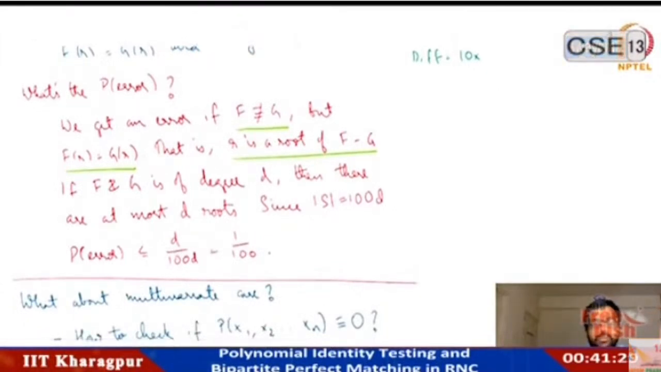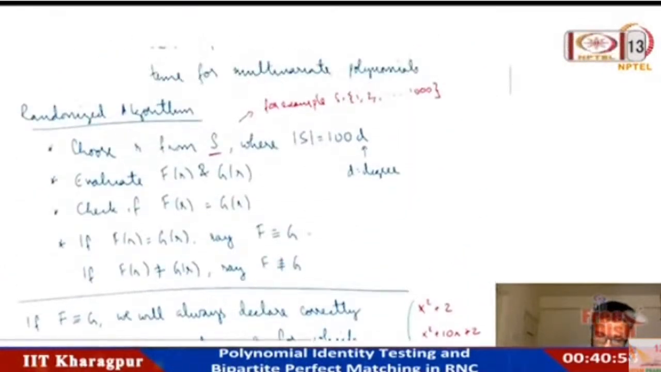But we have what is called the fundamental theorem of algebra, which says that if a polynomial is of degree d, then it has at most d roots. So if f and g are of degree d, then the difference is also of degree at most d, maybe even smaller, and in that case the difference has at most d roots. And you picked r from a big enough set. If you recall, we picked r from a set of size 100d, right?